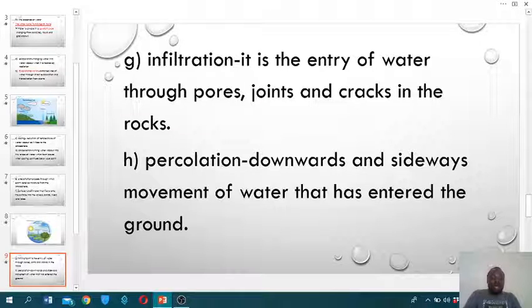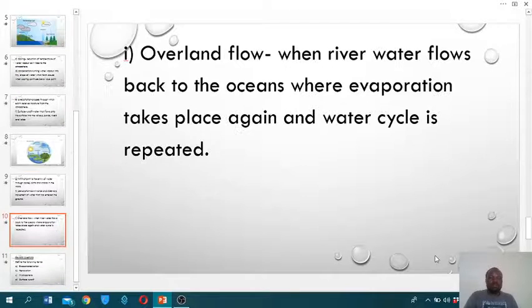Then we have another process, percolation. Percolation is the downward and sideway movement of water that has entered the ground. Sometimes whenever it rains, water falls on the ground. It may have runoff, but when it finds holes, it gets in, and continues flowing sideways until it reaches the rivers, valleys, ponds and even oceans. That is what we have discussed.